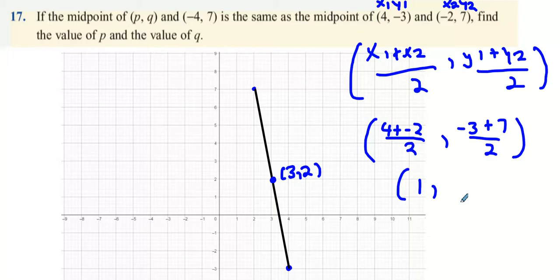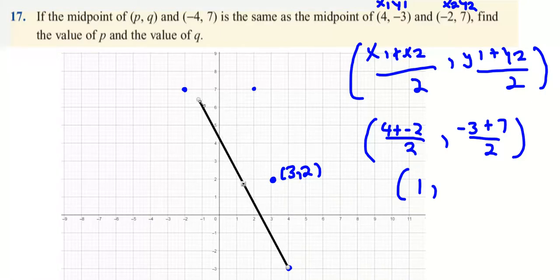Ooh, wait. I did something wrong there, did I? Oh, sorry, I see what I did wrong. It wasn't 2, 7, it was minus 2, 7. So this point here was wrong. It should be located here. Everybody see that? So it's not the point 3, 2.